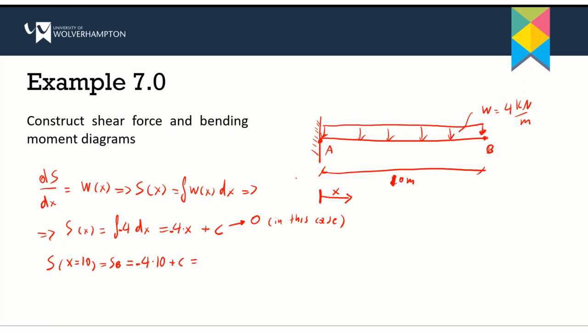Now, when we reach this point, sorry for that, this will not be the case. I will explain why. It would be the case if we went from right to left. From left to right, I will just solve for C. So here, at point B, we know that we have no shears. We know that because we saw in the example before that it is zero. So SB is zero. So like that, we can solve for C. So C will be 40 kilonewtons.